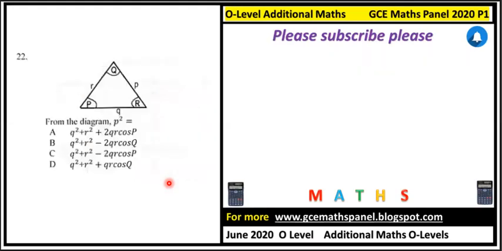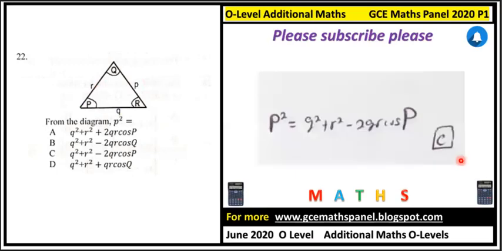22. Find p squared. So the side you are looking for here is this side, and from the cosine rule, this side squared should be equal to the sum of squares of these other two sides minus 2QR cos of this angle opposite to this side. So this is giving us p squared equals q squared plus r squared minus 2qr cos P.